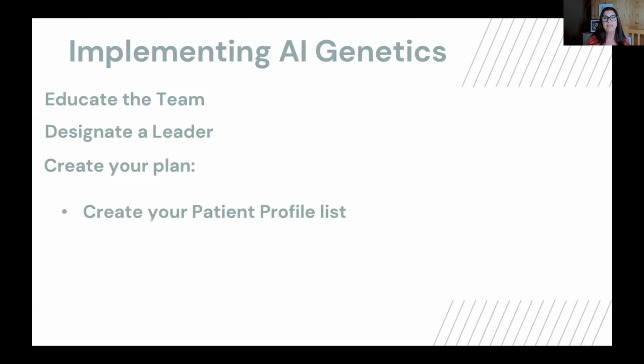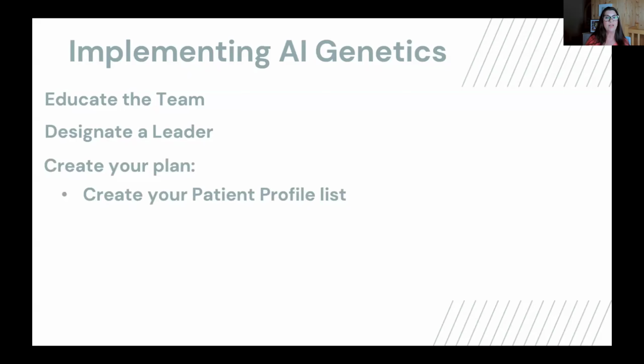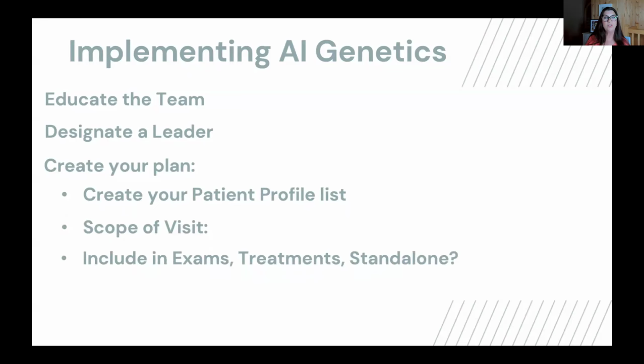In creating your plan, you want to create your patient profile list. You can use the ones that I just mentioned, and you can also add to it and have your own. You want to look at the scope of visit. Is this going to be included in exams? Are you going to include it in your new patient exams? Are you going to include it before starting any major dental work? Are you going to include it as a standalone test? If you're bringing somebody back into the practice, perhaps that is a possibility for you.